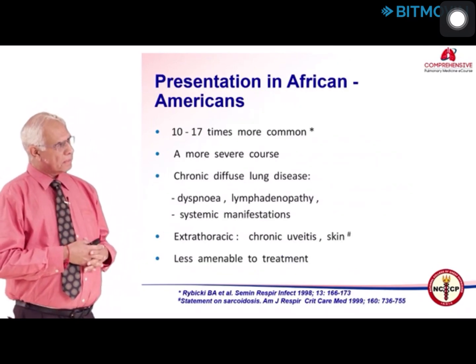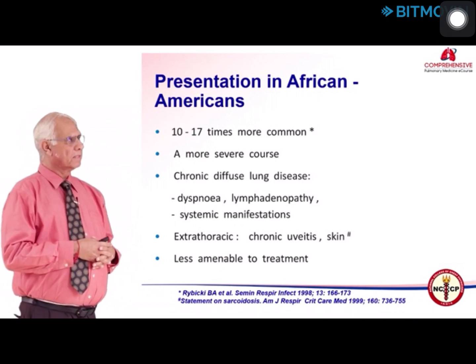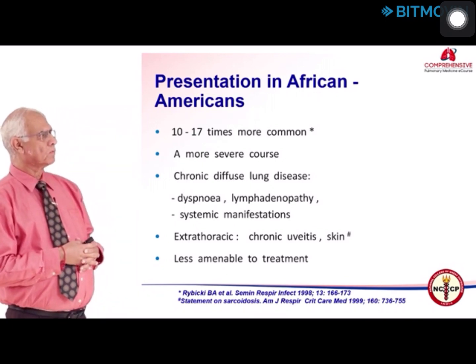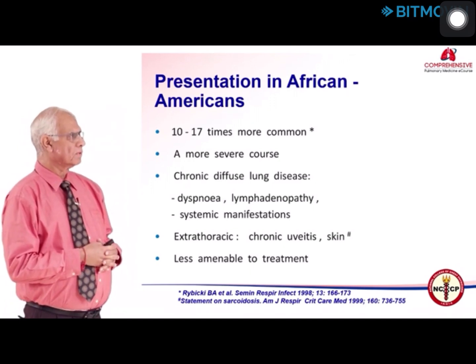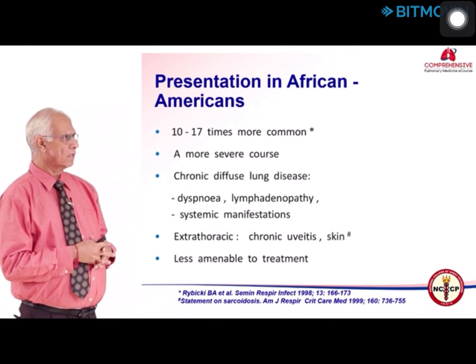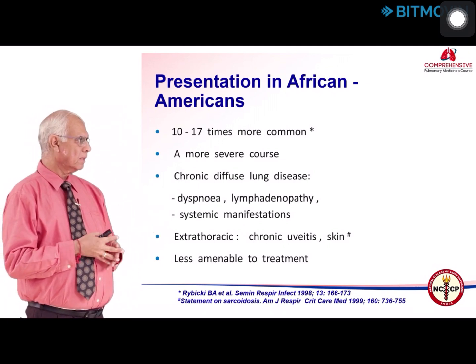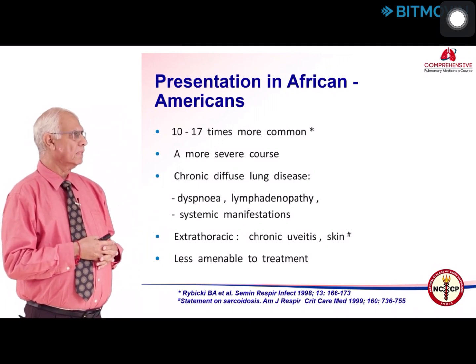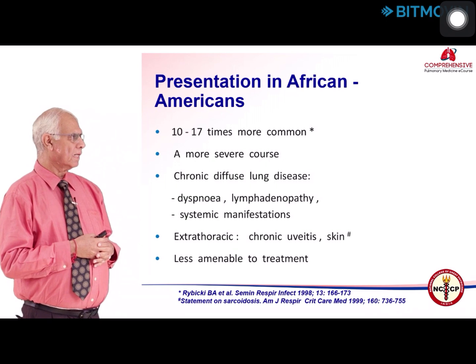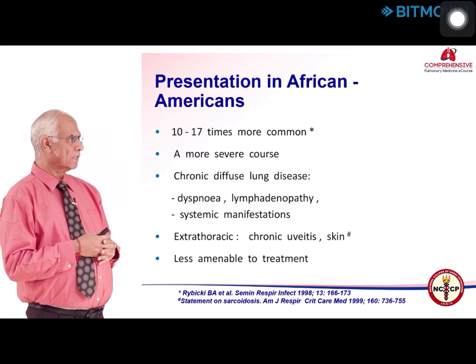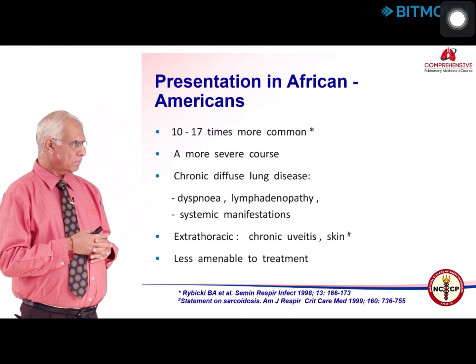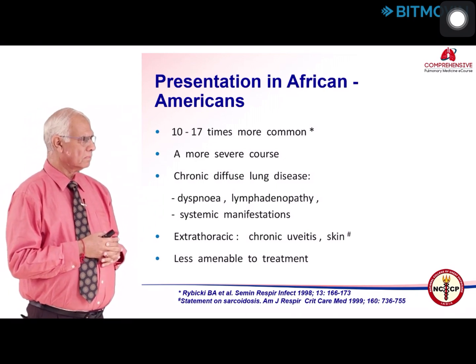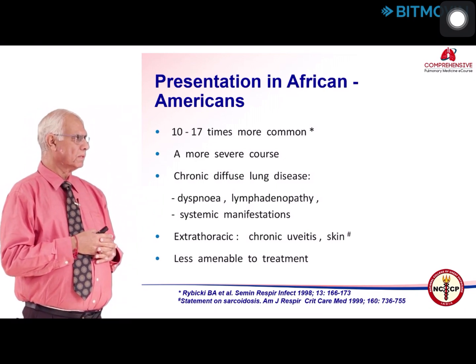But when the picture comes to African Americans, it's totally different. It's 10 to 17 times more common. It's a more severe disease. It is a chronic diffuse lung disease, the chronic fibrotic relapsing type. There's dyspnea, lymphadenopathy, skin manifestations, and extrathoracic manifestations like chronic uveitis and skin lesions like lupus pernio.